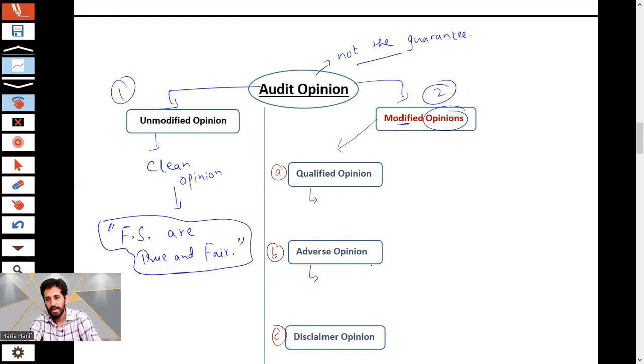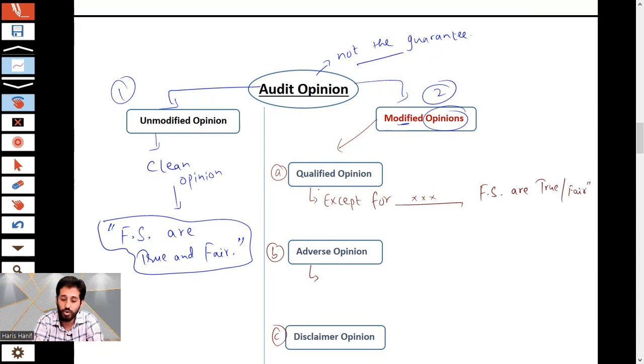For example, let's say there is a misstatement in receivables. Assuming that there is a misstatement in the receivable balance and you asked me to correct it, but I didn't. So you can express the opinion this way: except for receivables, financial statements are true and fair. So it is known as "except for" financial statements are true and fair. When the auditor expresses such an opinion, that's known as a qualified opinion.